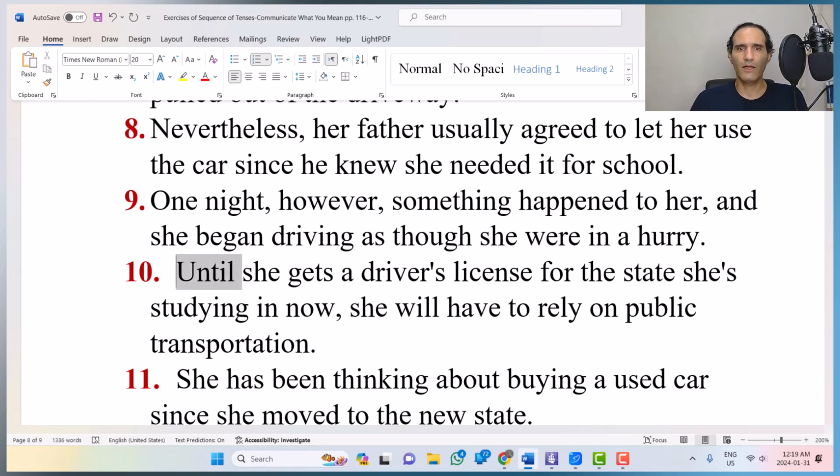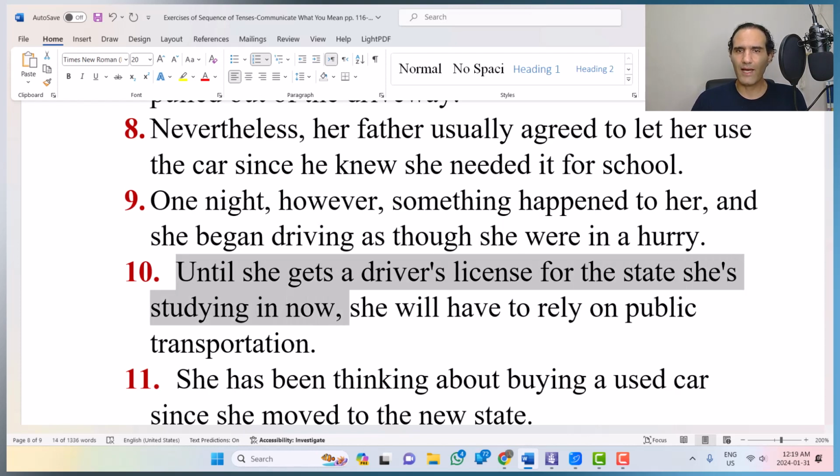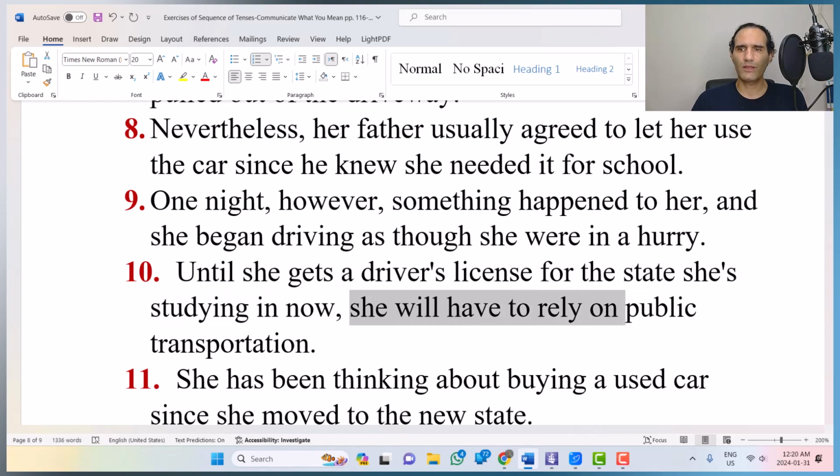Number 10. Until she gets a driver's license for the state she's studying in now, she will have to rely on public transportation. So, have to and has to in the present tense, and the future for that will have to. She will have to rely on, the preposition for rely on. Instead of use public transportation, the sentence is beautifully on rely on public transportation. Beautiful.